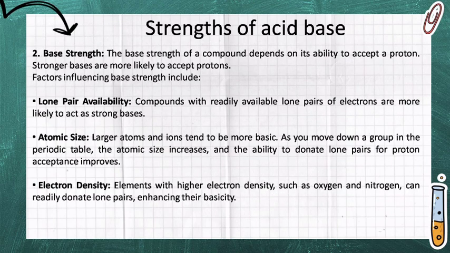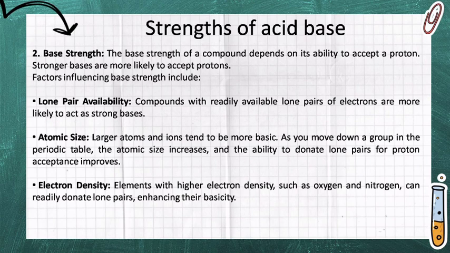Second, base strength. The base strength of a compound depends on its ability to accept a proton. Stronger bases are more likely to accept protons. Factors influencing base strength include: A. Lone pair availability. Compounds with readily available lone pairs of electrons are more likely to act as strong bases. B. Atomic size. Larger atoms and ions tend to be more basic.